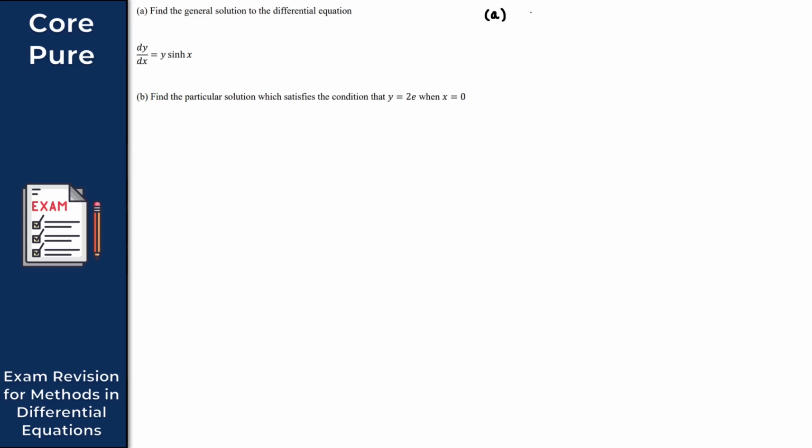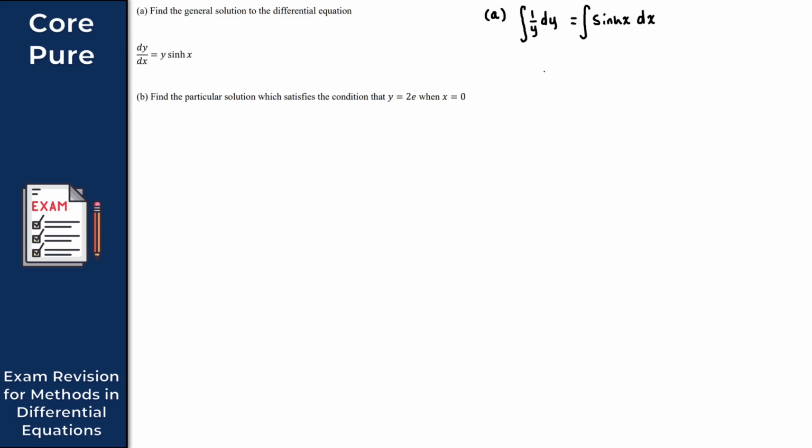So what I'm going to get is 1 over y dy on the left hand side, and on the right hand side, I'm simply going to get sin x dx. Once we've separated the variables, we can now integrate both sides. On the left-hand side, we have the integral of 1 over y dy is equal to the integral of sin x with respect to x.